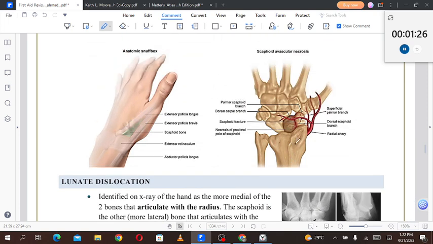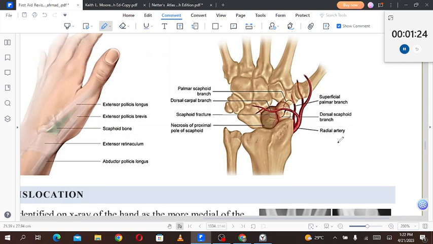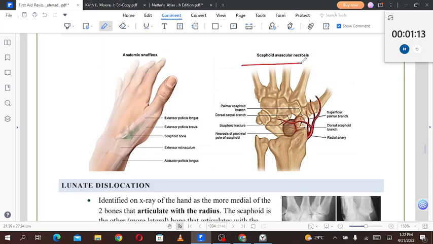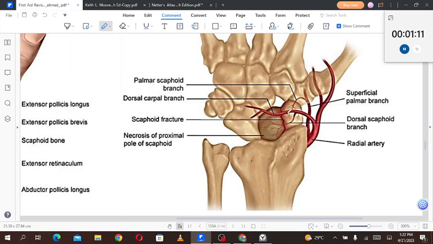If there is a picture of that, here you can see the scaphoid bone is damaged, so there will be avascular necrosis. Why so? Because this is the scaphoid bone. If that is damaged, the blood supply is cut off, so the distal end will have avascular necrosis. Here you can see that this bone is damaged and this half is undergoing avascular necrosis because of the cut off of the blood supply, the dorsal scaphoid branch and so on.